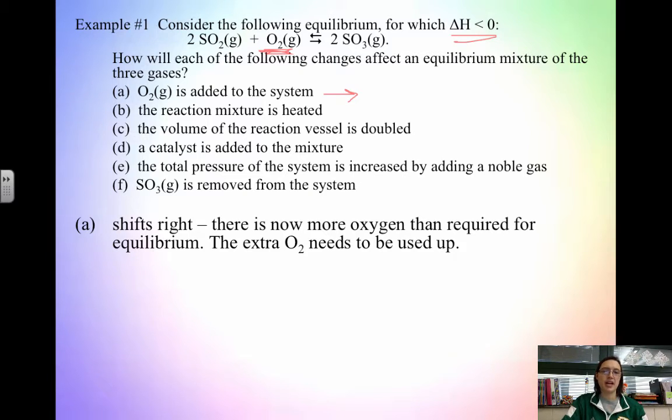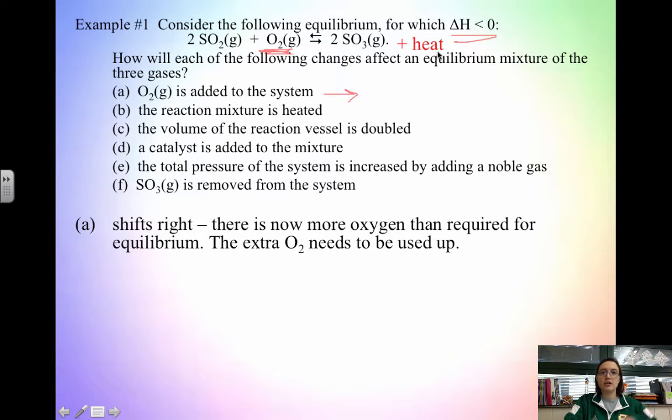And then B says the reaction mixture is heated. So before we figure out the effect of temperature, we need to know if it's exothermic or endothermic. So up here, delta H is less than 0. What does that mean? That means that it's exothermic. So next to this delta H, write exothermic. If it's exothermic, what does that mean about heat or energy? It means that it's released, which means that heat is a product. So we can actually think about it as 2SO3 plus heat on the product side.